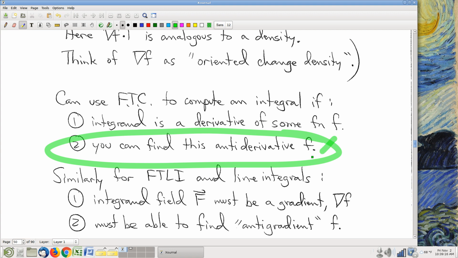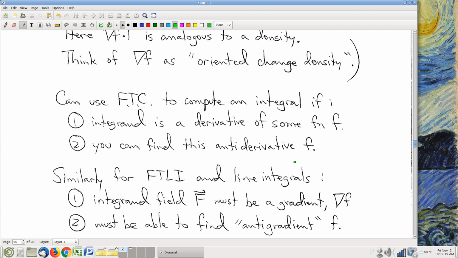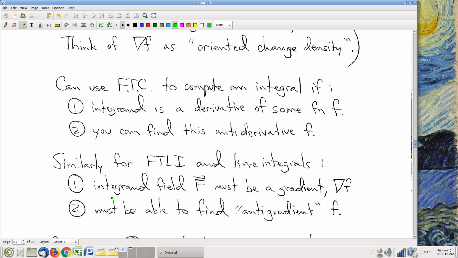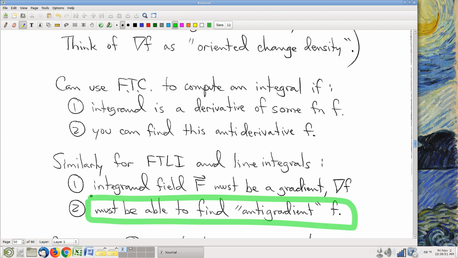All right. The bad news. This right here, the vector field in question being a gradient, not always true. The analogy just flat breaks down, right? Almost every function, let's be precise, every continuous function is a derivative. Not every continuous vector field is a gradient. So the analogy's just not perfect. And then furthermore, you've got to be able to find the anti-gradient if there is one, and that's a matter of technique, and we'll talk about that in a few minutes.